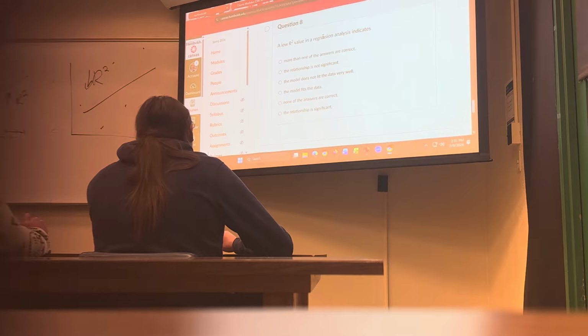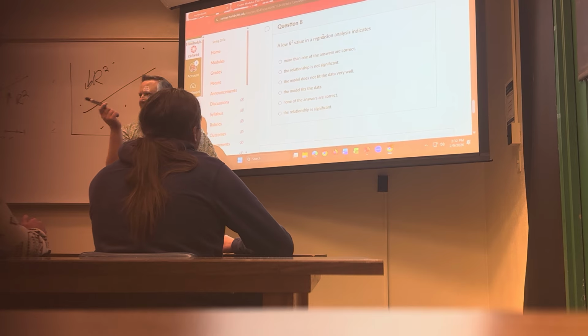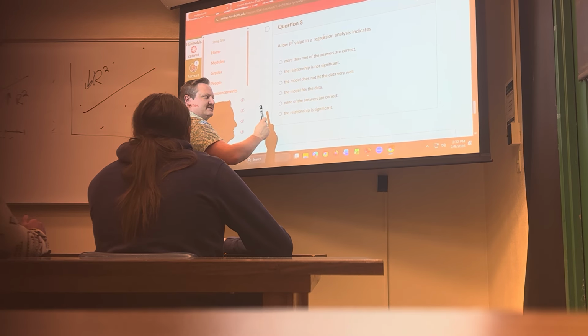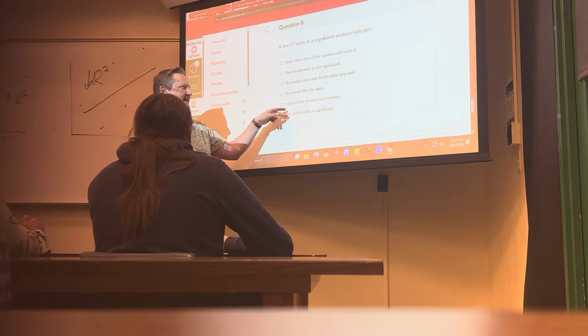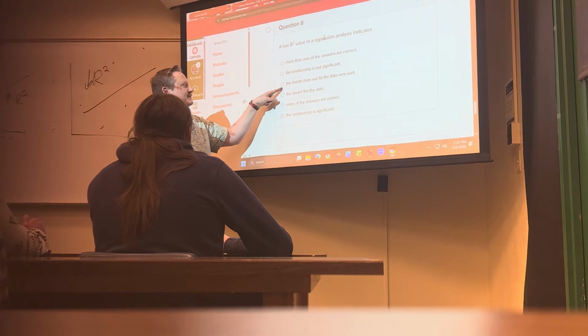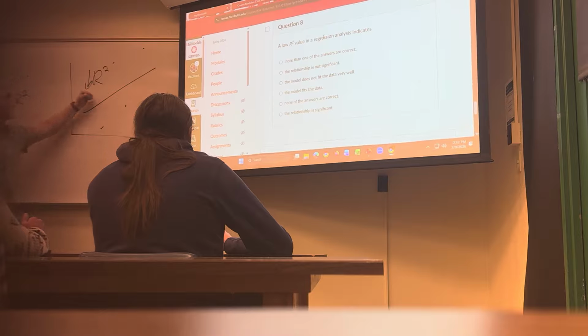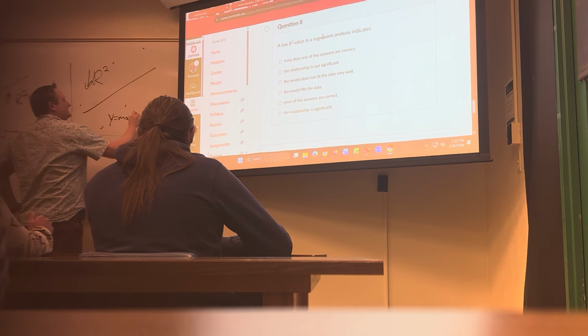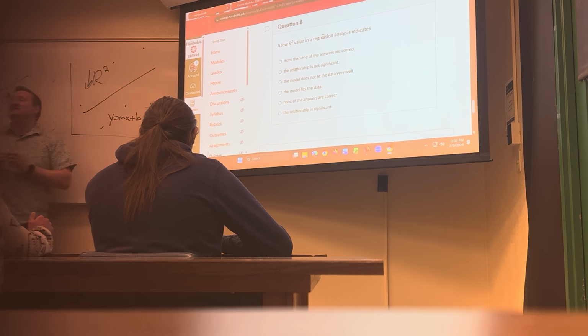So let's take a look at these answers. The relationship is not significant. Well, that's our null hypothesis, and the R-squared value is not a p-value, so it doesn't tell us about that. The model does not fit the data very well, or the model fits the data, or the relationship is significant. So these are eliminated. These can't both be true. So a low R-squared value, the model, which is y equals mx plus b in this case, the model does not fit the data very well. Okay? Solid? Cool.